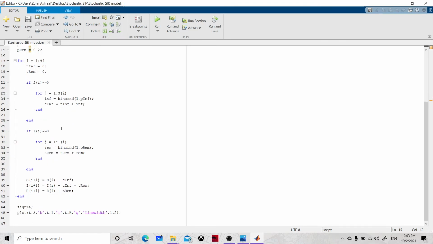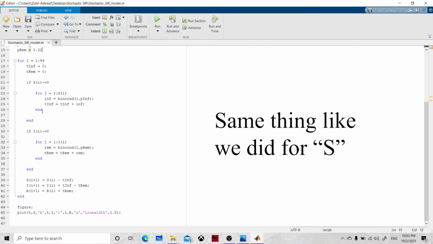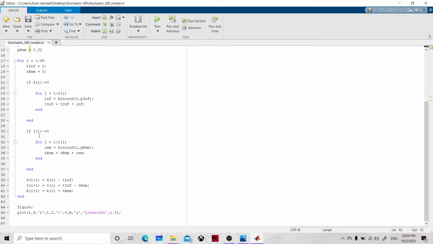Okay, so the next thing is we are going to check for every infected whether it will be removed or it will stay infected. It's just the same thing. As you can see, the first thing that we will do is we check whether there are infected or not. If there are no infected, then there is no one to be removed, right? So the same thing, we use the binomial random, and that's all, I guess.